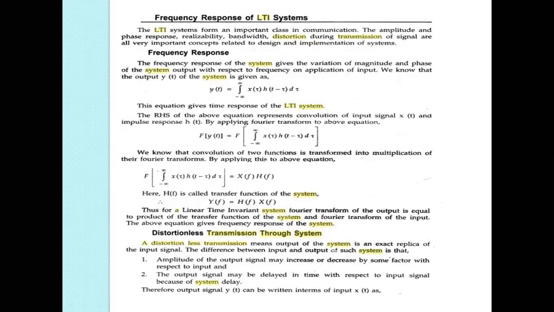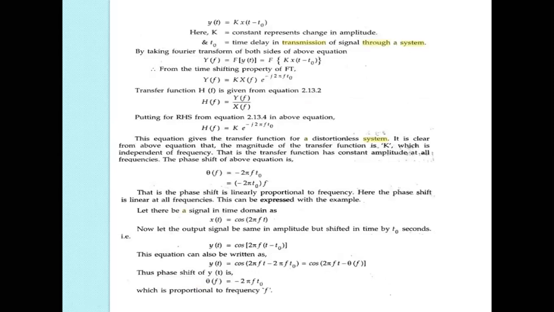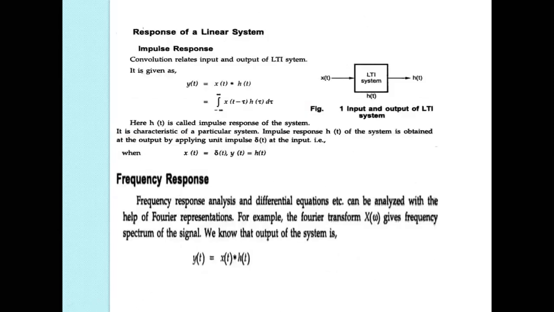Distortionless transmission through the system. The phase angle is minus 2 pi f into t naught, and the magnitude is k. It is independent of the frequency, but the phase angle is dependent on the frequency. There is no change in the magnitude, nothing but the amplitude. Another topic is the responses of the linear system, impulse response H of t and frequency response H of f.